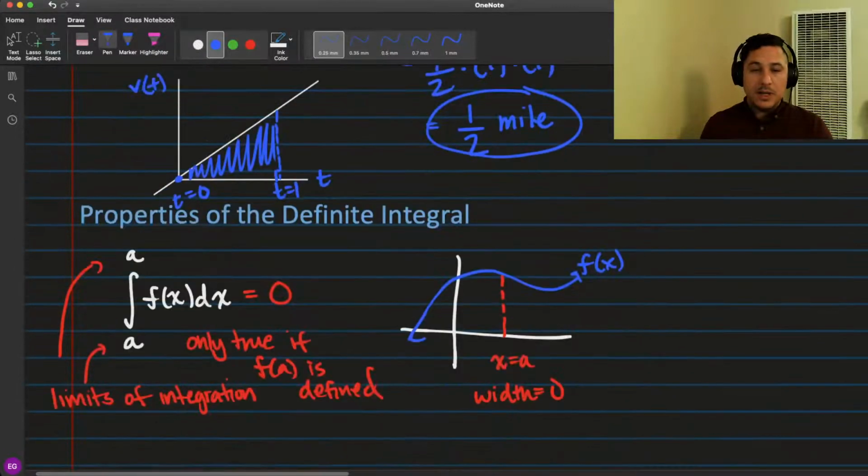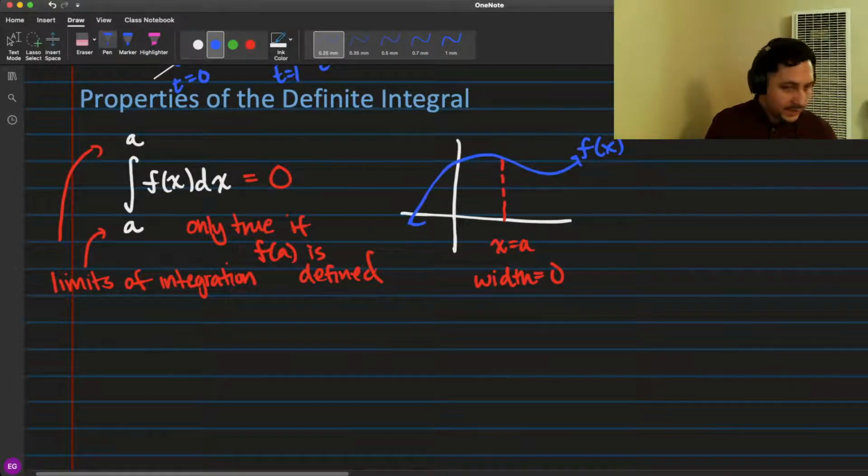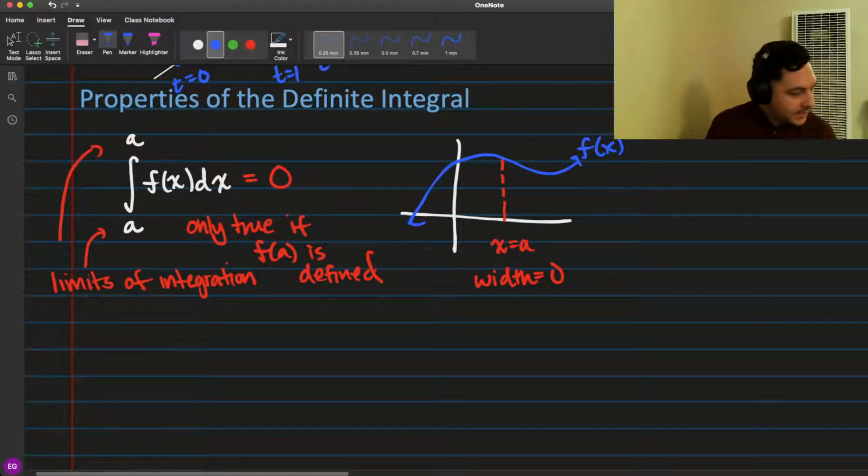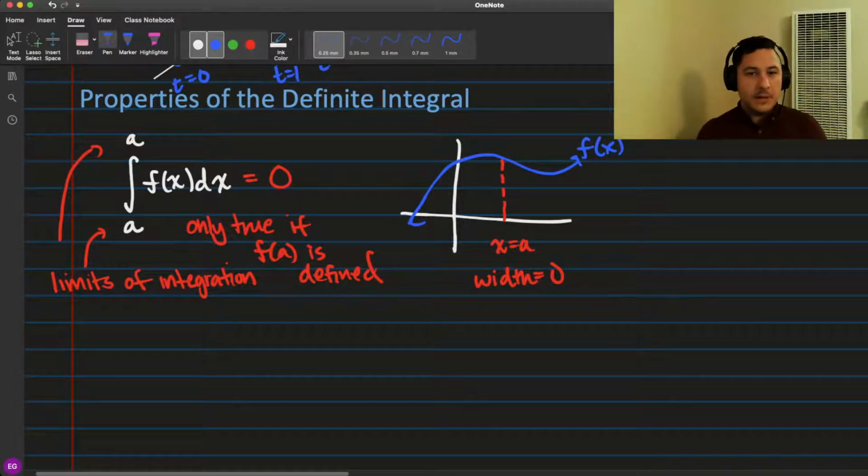So we're going to keep talking more about the properties of the definite integral today. Last time we talked about how if you integrate from a to a, you're dealing with something that has a width of 0, so you get an area of 0. There are some other very useful properties that we need to know about that we're going to end up using a lot.